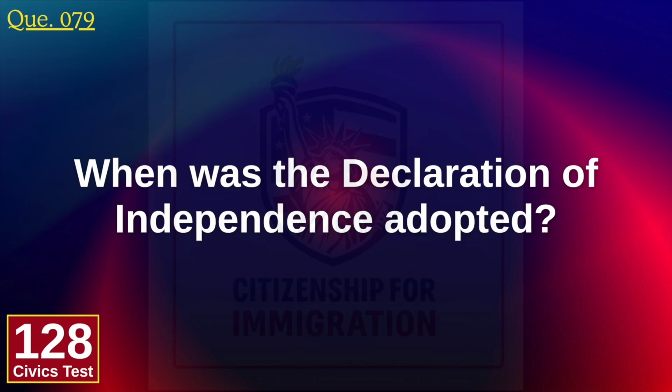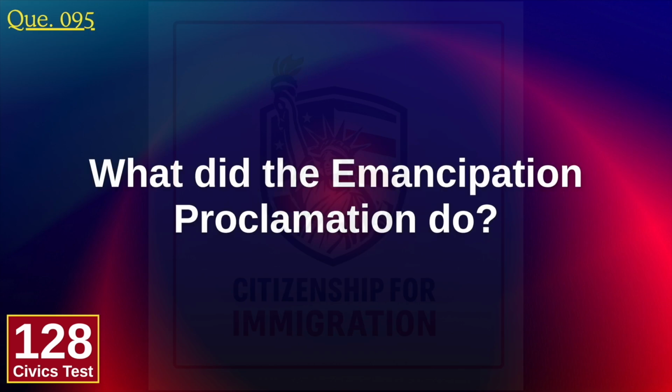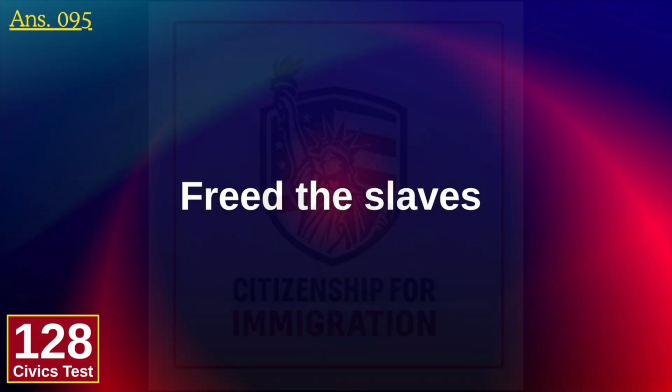When was the Declaration of Independence adopted? July 4th, 1776. What did the Emancipation Proclamation do? Freed the slaves.